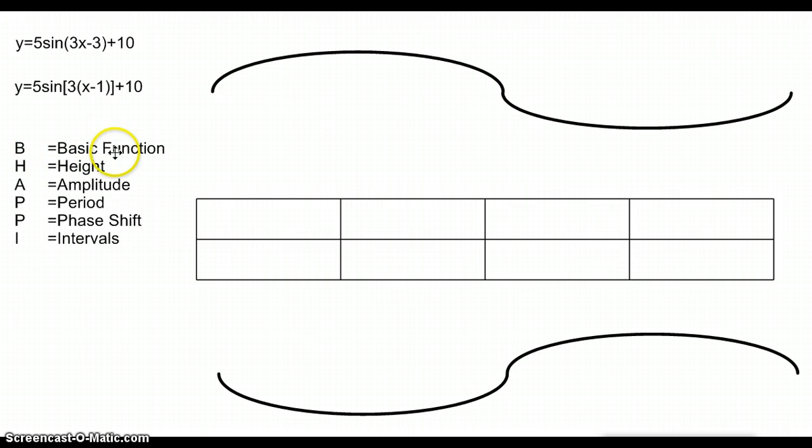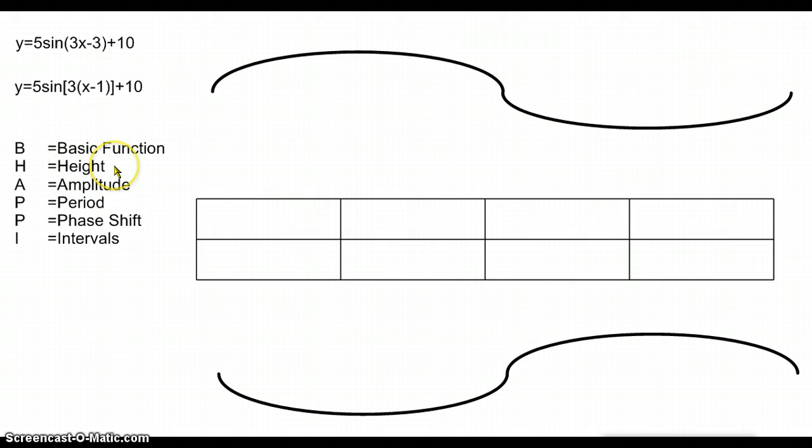B represents the basic function, which in this case, in this sinusoidal function, will be the sine function. If it was a cosine function, the basic function would be cosine. And if this was a negative 5 sine function, let's say, then the basic function would be negative sine x. H represents the vertical translation.